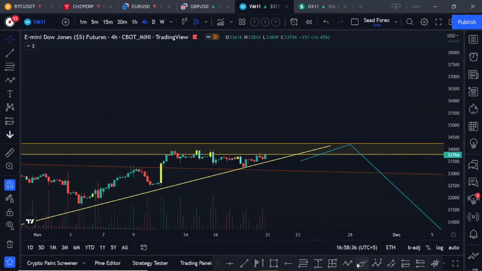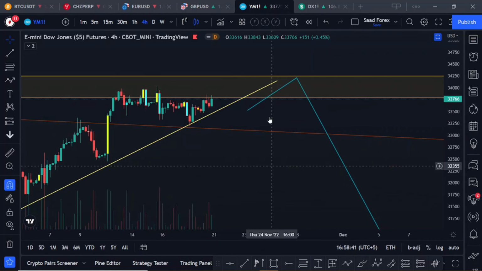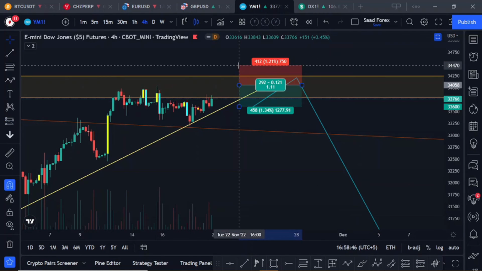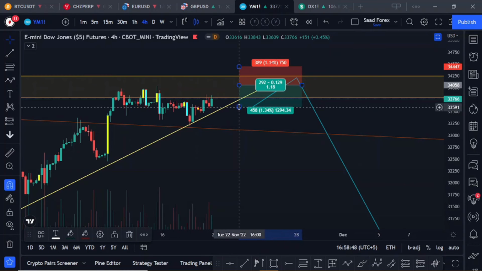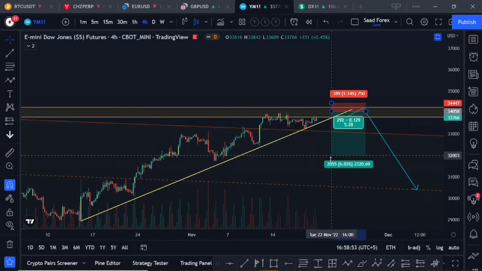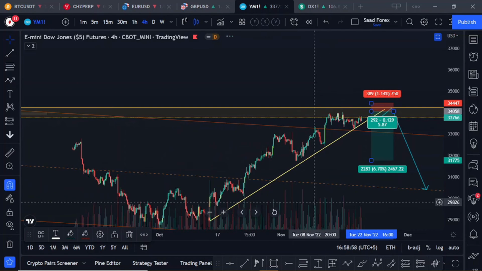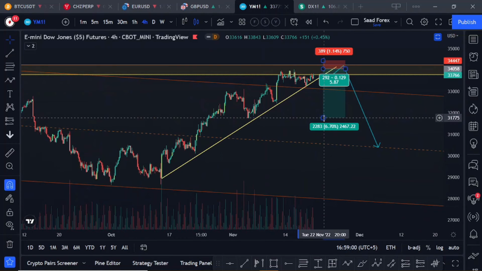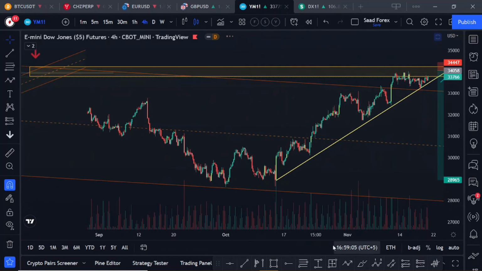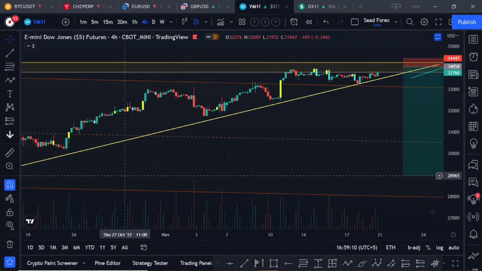So what do we have to do here? We have to wait for a clear rejection on the 4 hour to get our short entry, probably somewhere around here, with SL just above the supply zone, targeting this demand down there for our first target. And then we can target the price imbalance around here. That's a 1 to 30 reward trade. That is going to be awesome.